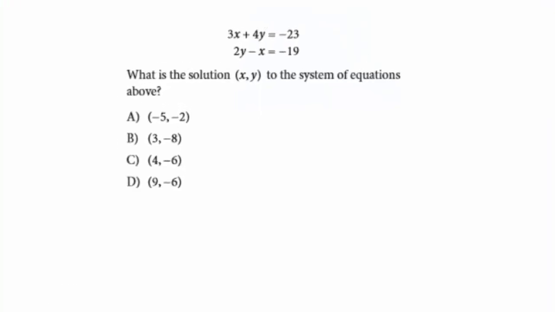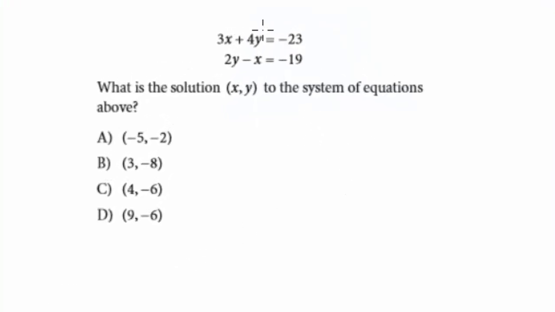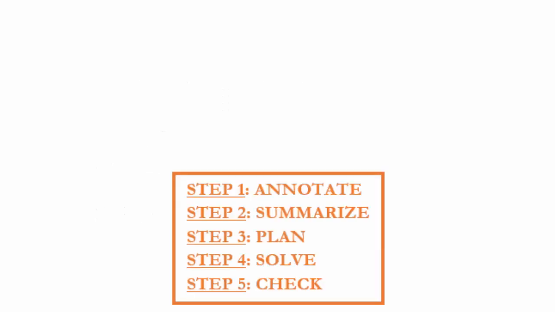Let's take a look at a couple more. So here I have what looks like a system of linear equations, and it's just asking me to solve a system of linear equations. So that's nice. I don't need to underline things really, right? If we're going back to our 5 steps here, I don't need to annotate. I don't need to summarize. I could plan a little bit in my head, but really I can just jump straight into solving, right?